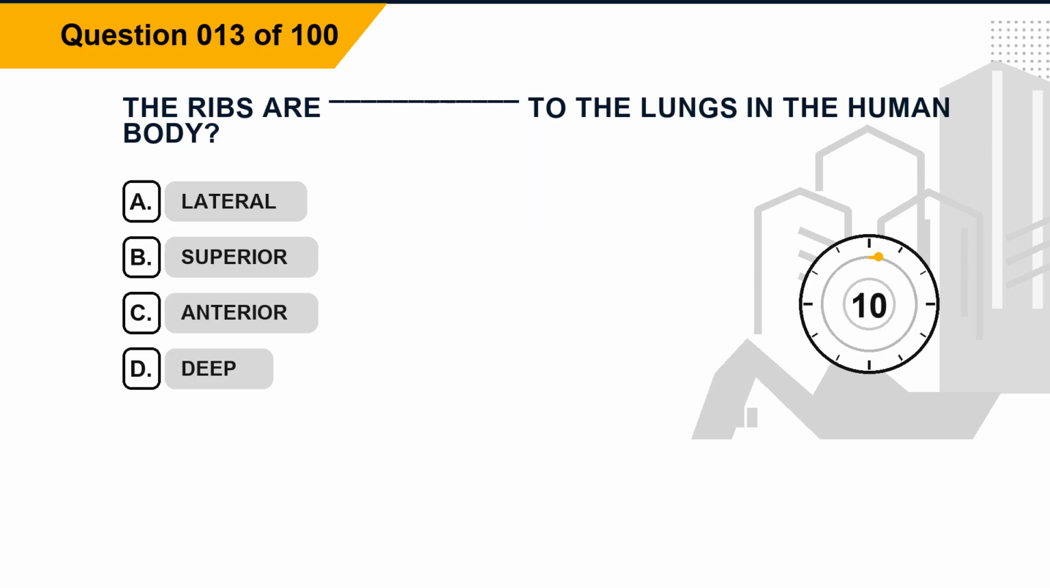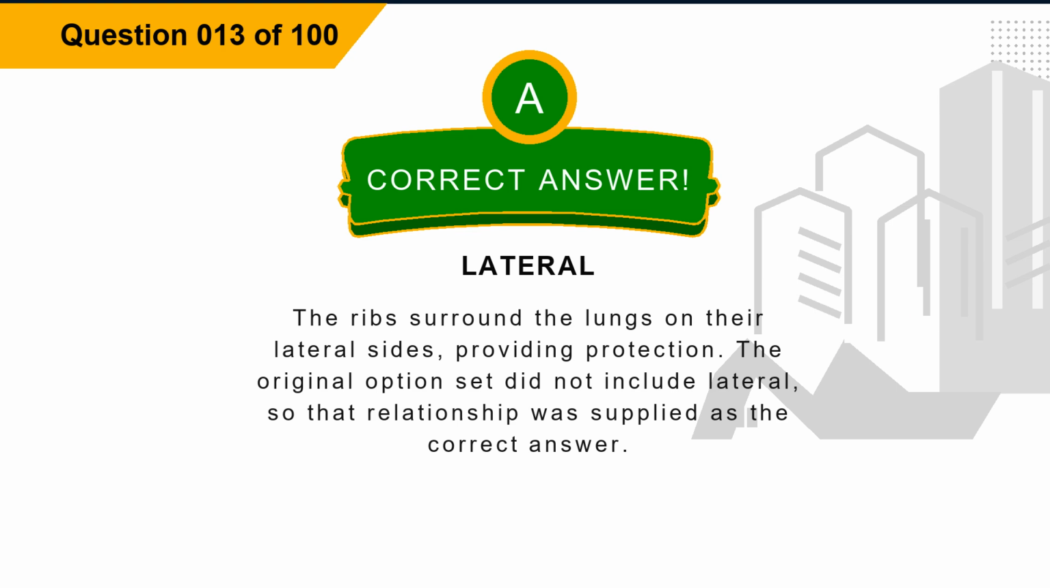Question 13. The ribs are blank to the lungs in the human body. Option A, lateral. Option B, superior. Option C, anterior. Option D, deep. The correct answer is option A, lateral. Explanation. The ribs surround the lungs on their lateral sides, providing protection. The original option set did not include lateral, so that relationship was supplied as the correct answer. Question 14.